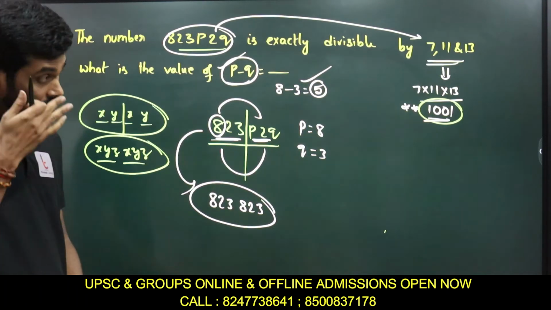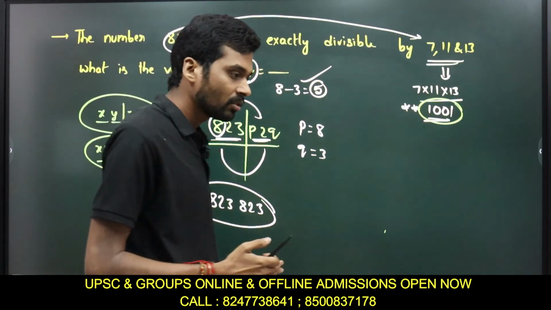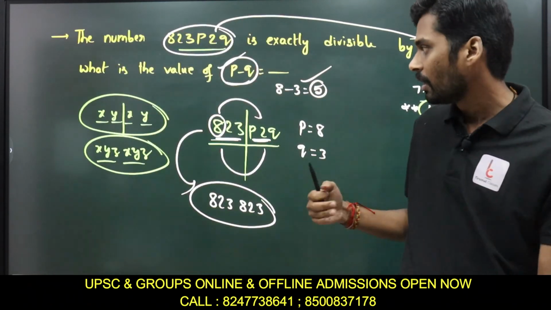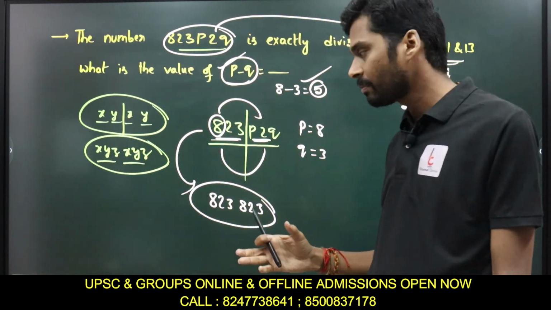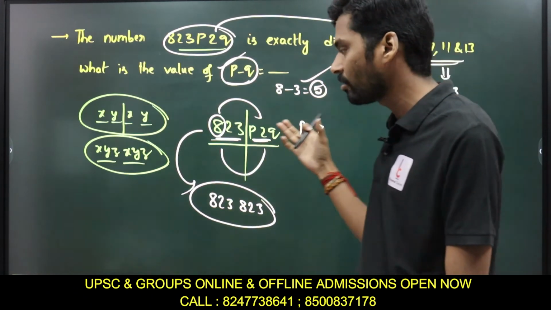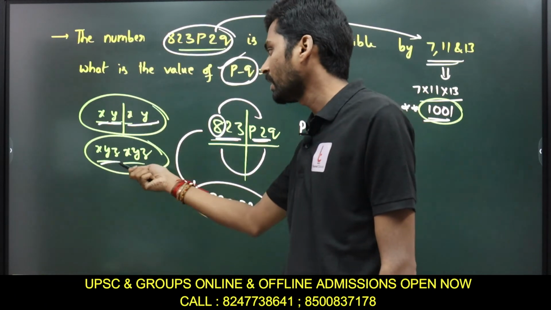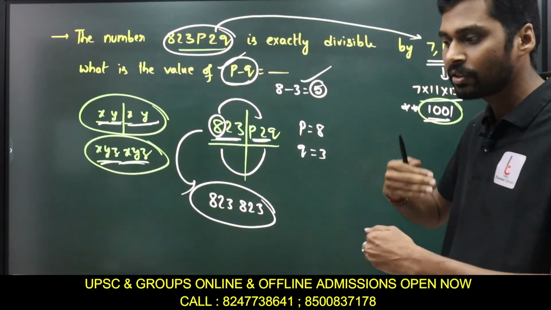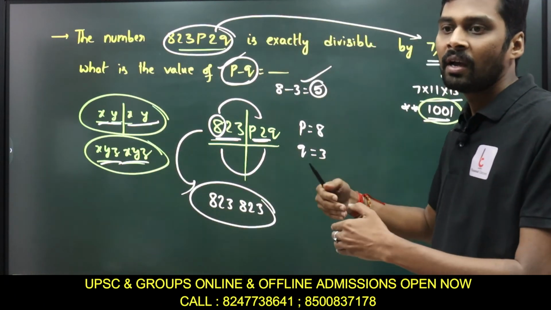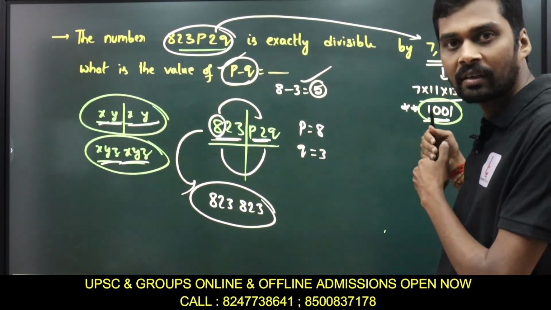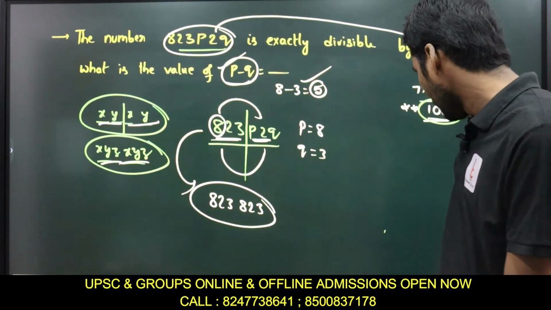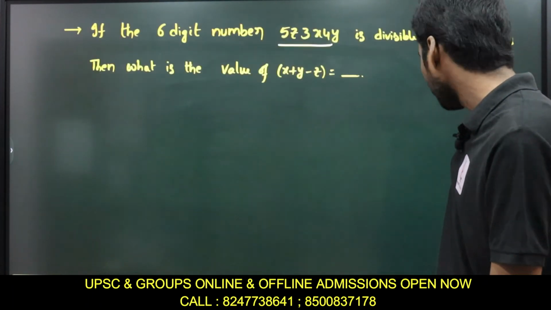Is it clear? Okay, so just remember that. If we have a 1001 multiple, this is the case. Immediately you have to remember this property: the first 2 digits, the next 2 digits; first 3 digits, next 3 digits. How many digits we have on the left side part, the same digits we see in the right side part. Clear? Okay, let's go to the next problem.